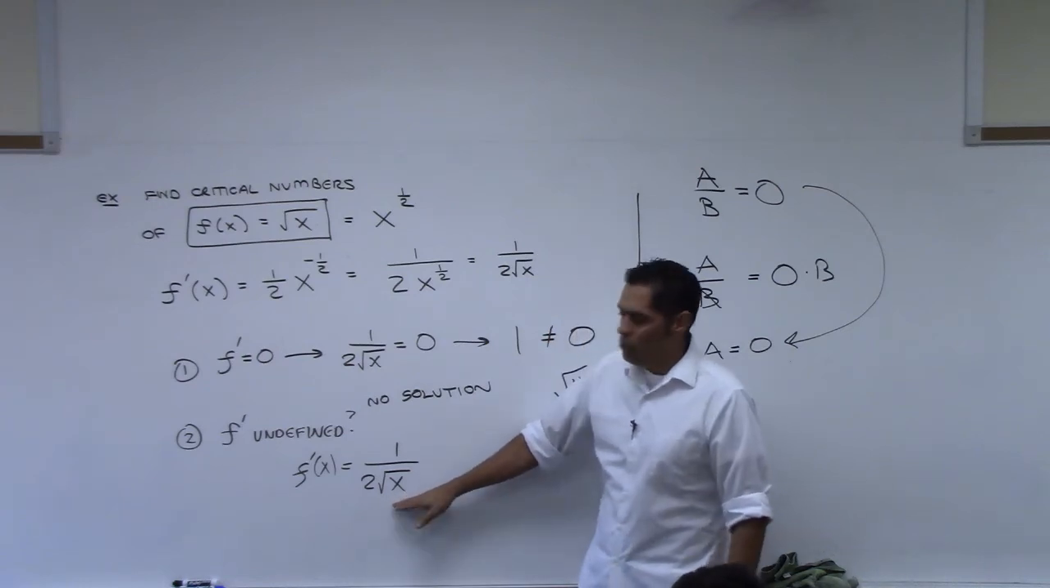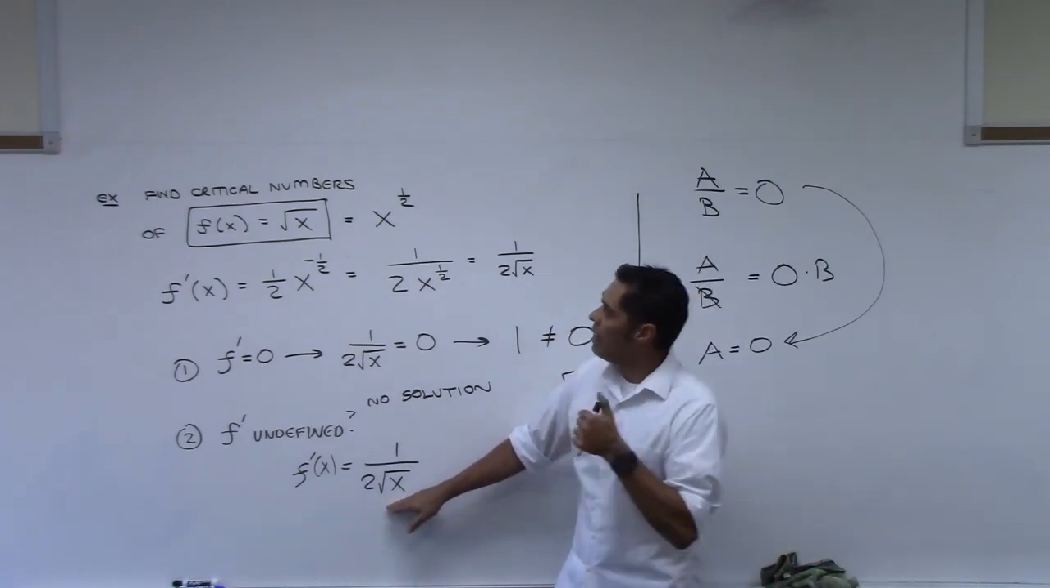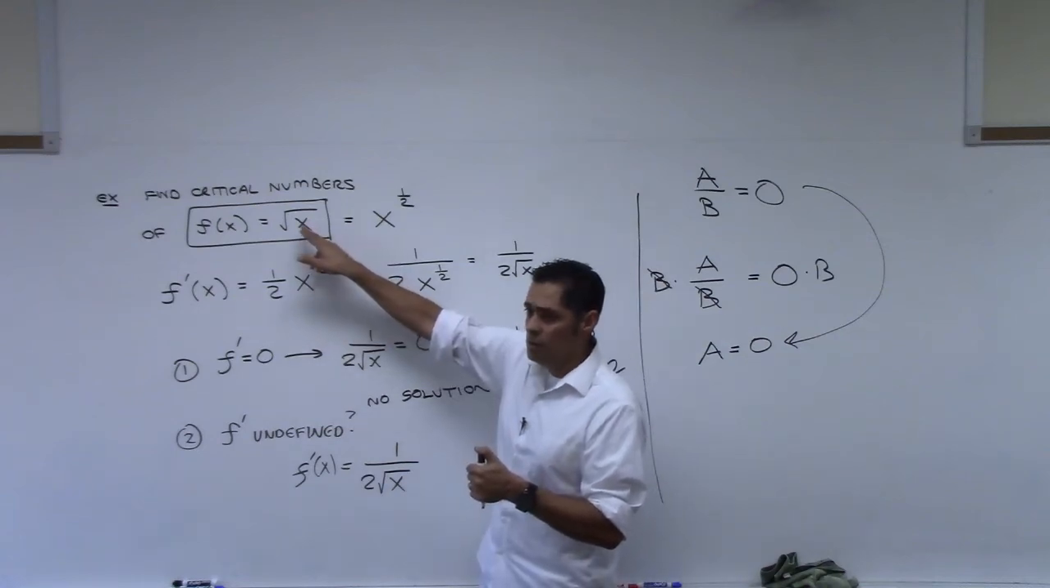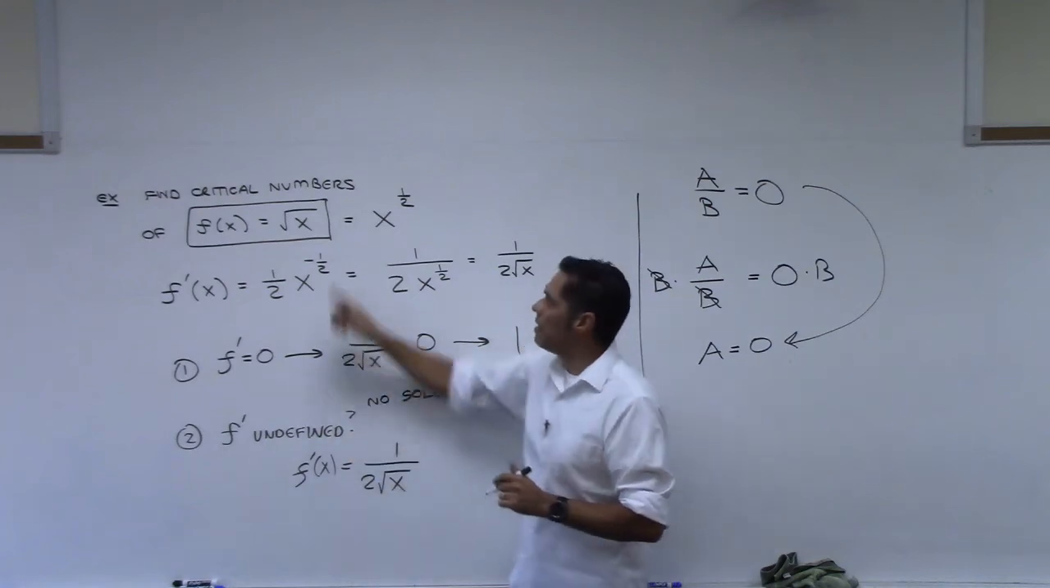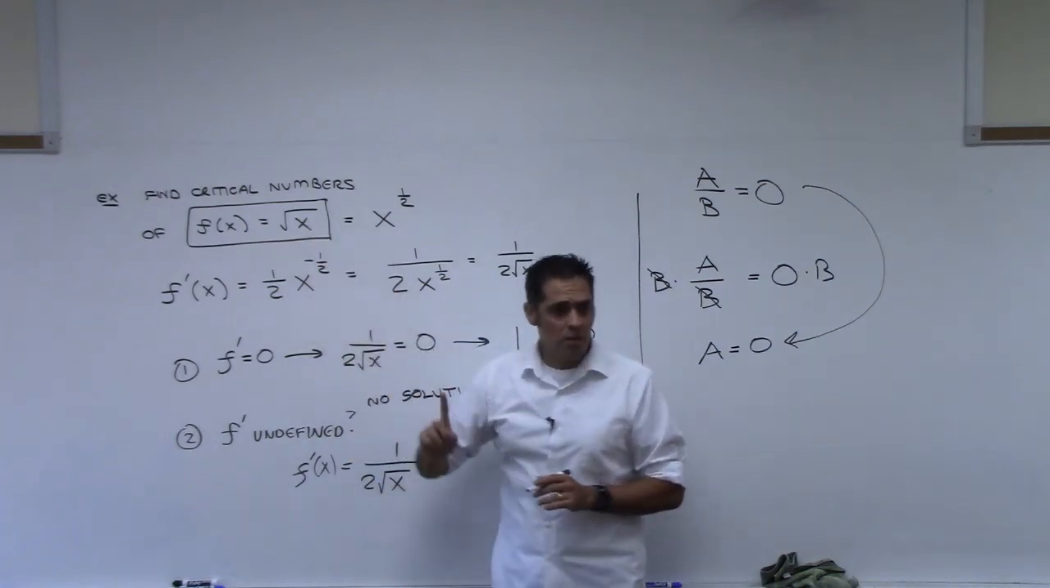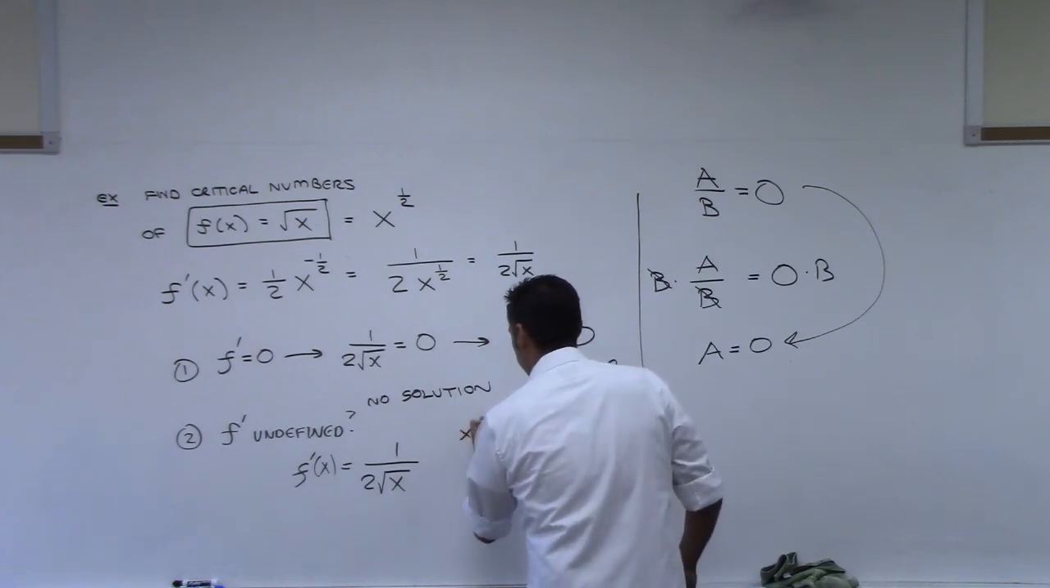So let's go back. I said, hey, what can you not plug into this? And someone said 0. And I said, yes. Can you plug 0 into this? Yes. So x equals 0 cannot go in here, but it can go in here. It is a critical number then. All right, so x equals 0 is a critical number.